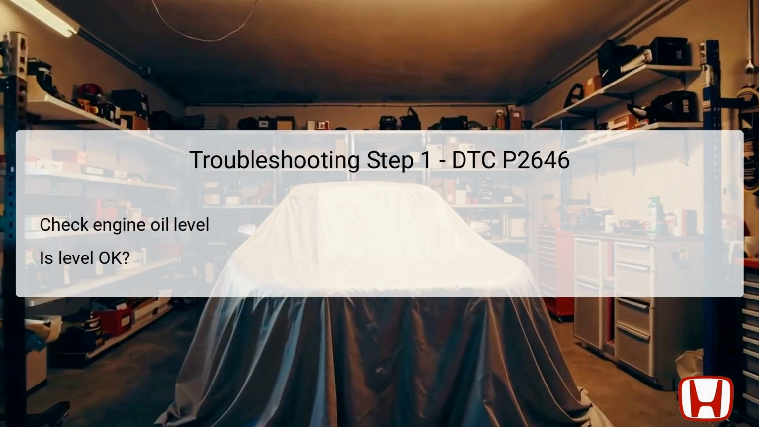The first step in troubleshooting DTC P2646 involves verifying the engine oil level. Proper oil levels are crucial, as insufficient oil can lead to inadequate lubrication, ultimately causing low voltage conditions in the rocker arm oil pressure switch circuit.